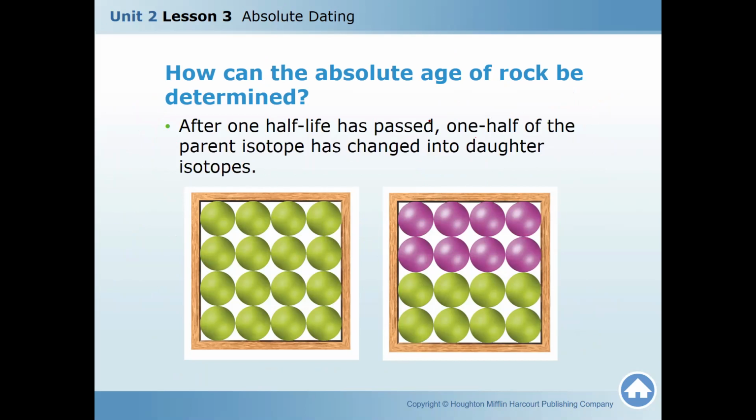After one half-life has passed, one half of the parent isotope has changed into daughter. This one is the parent, and this is the daughter. So after half of it is changed, it becomes a daughter.